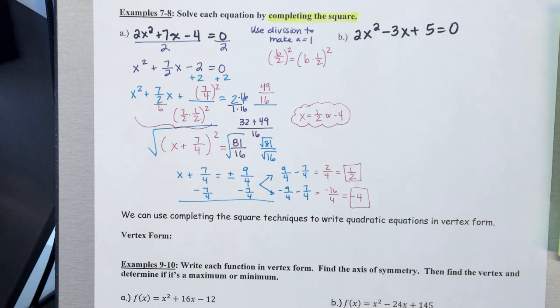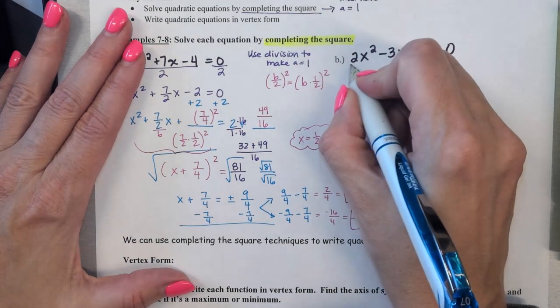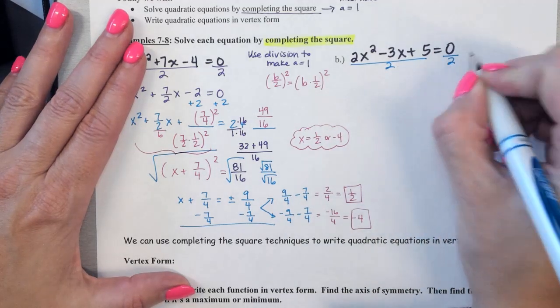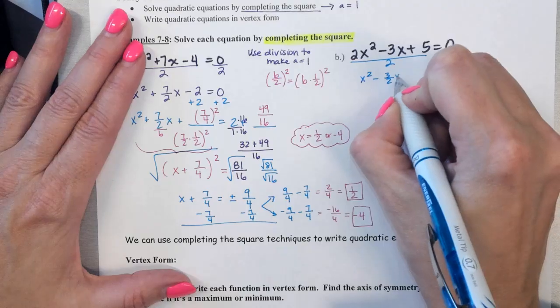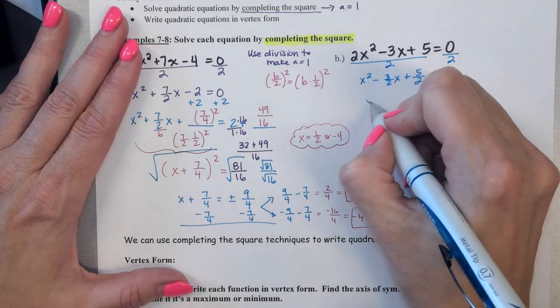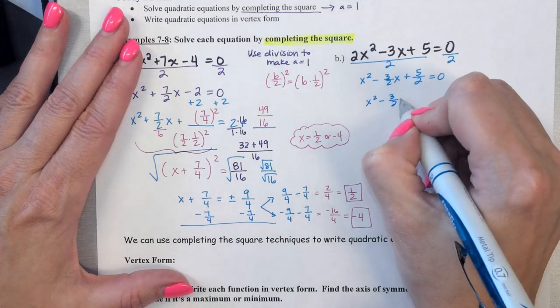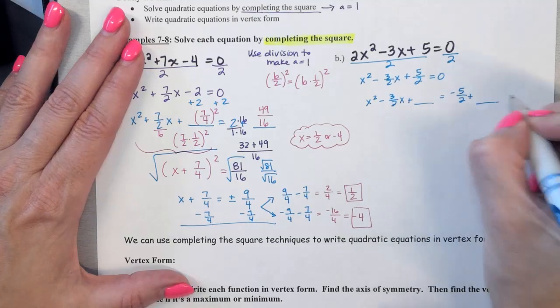Your first step is dividing by 2. When you divide by 2, you divide everything by 2. So that gives you x squared minus 3 over 2x plus 5 over 2 equals 0. The x terms are going to stay. The 5 halves gets moved over.